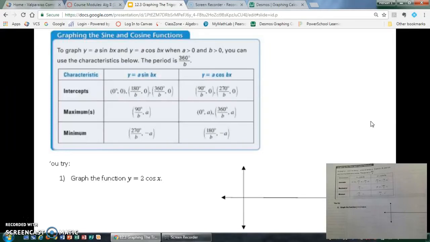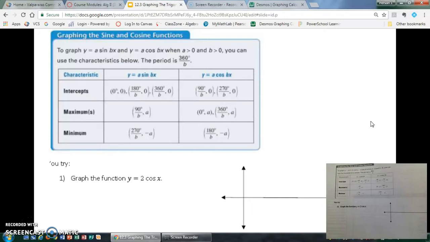Okay? If you have a multiplier in front of the function, sine or cosine, that's going to change the amplitude. It's going to raise or lower that 1 or -1 maximum and minimum value. If you have a multiplier under degree, that's going to change the frequency, how often the pattern repeats. And you can see that I provided a chart for you in your notes that you can use as a little bit of a cheat sheet.